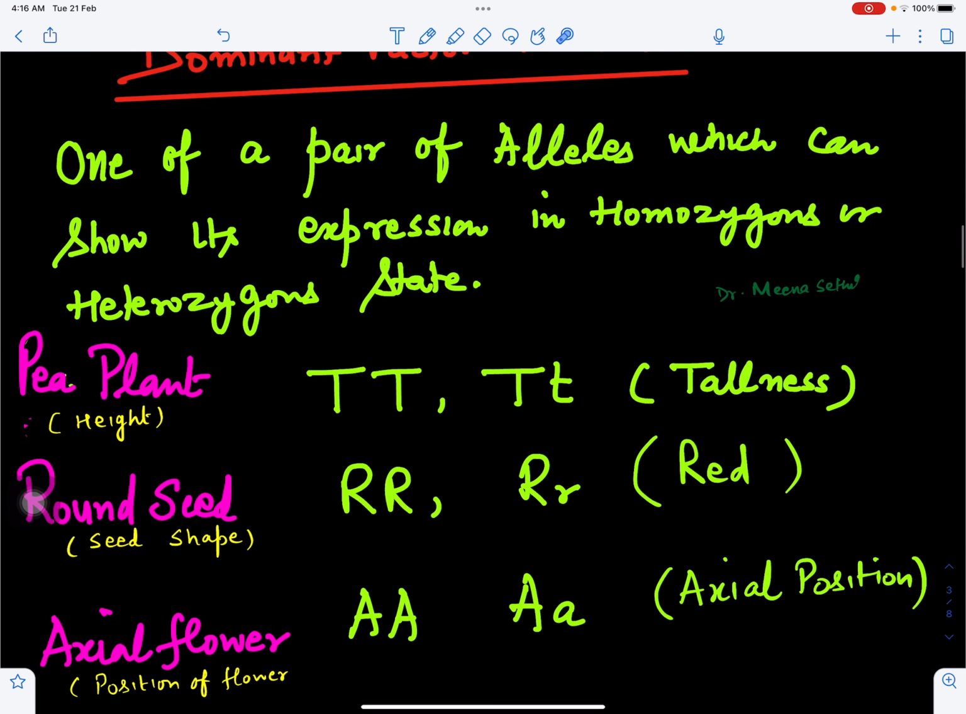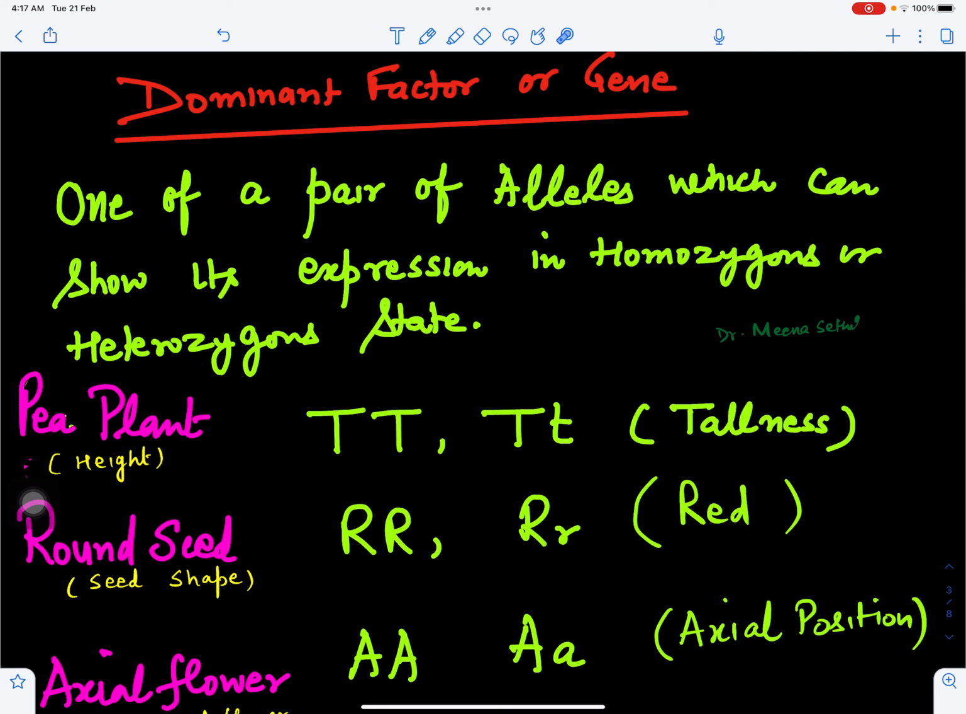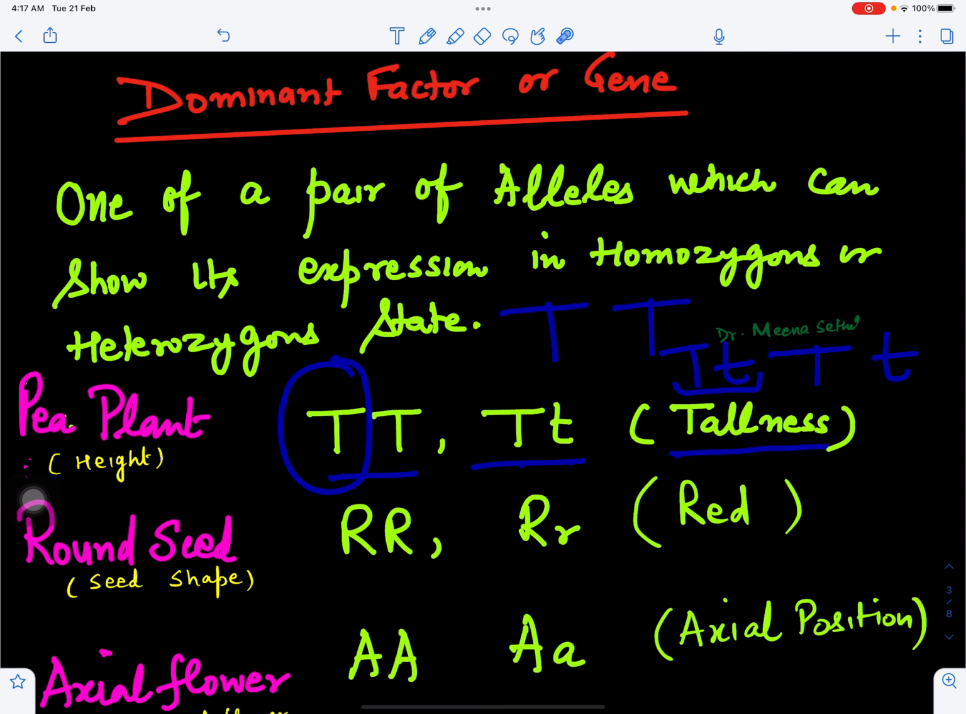If we take the example of the pea plant, which was studied by Mendel in detail, and consider its height, height is determined by the capital T gene. If capital T and capital T are present, this is called homozygous dominant. If capital T is present along with small t, this is called heterozygous. Out of the two alleles, capital T will show its expression, and small t, which is the recessive factor, will not show its expression. So in the heterozygous state, the organism will remain tall. So capital T capital T and capital T small t will show tallness. Here capital T is the dominant factor.